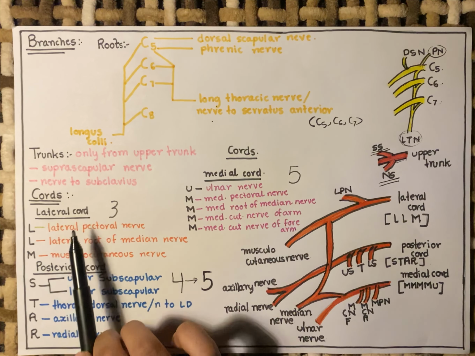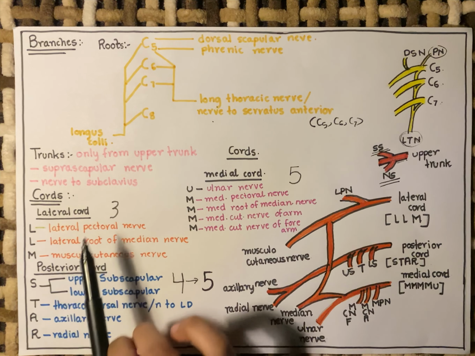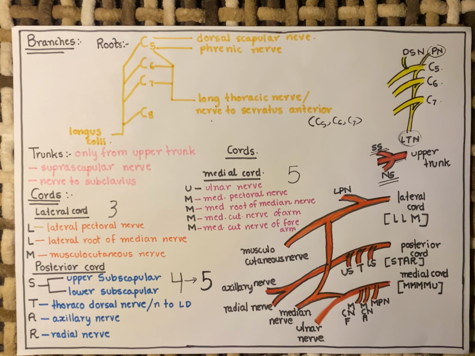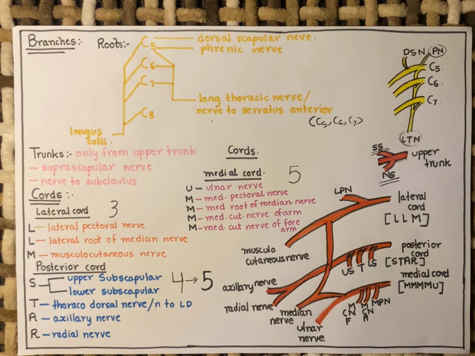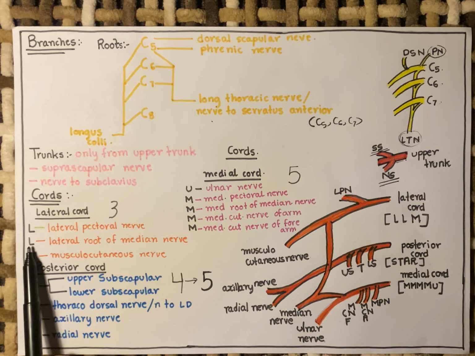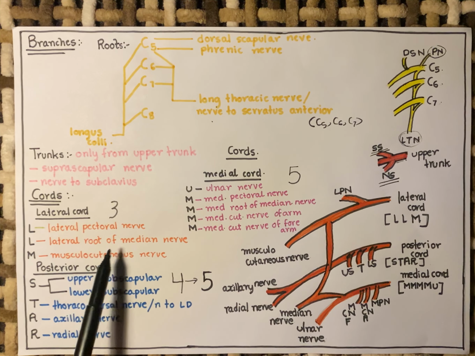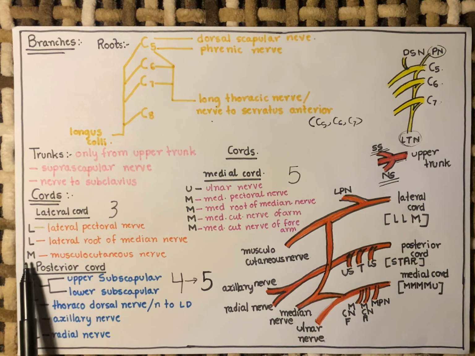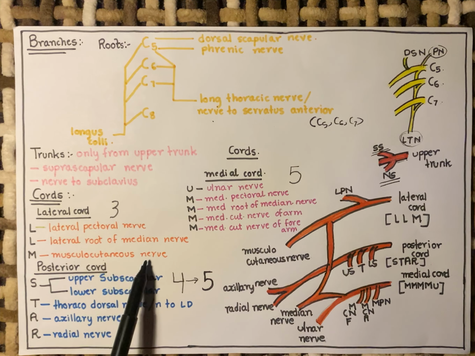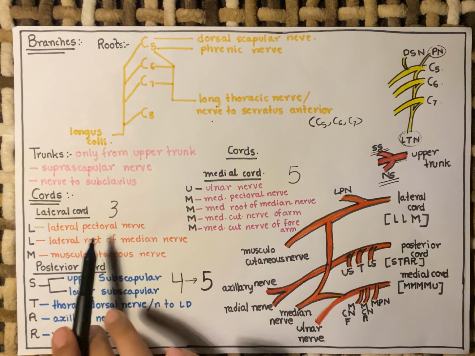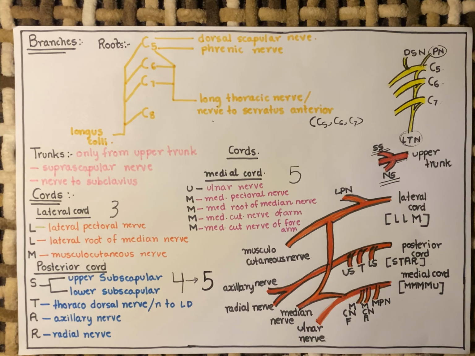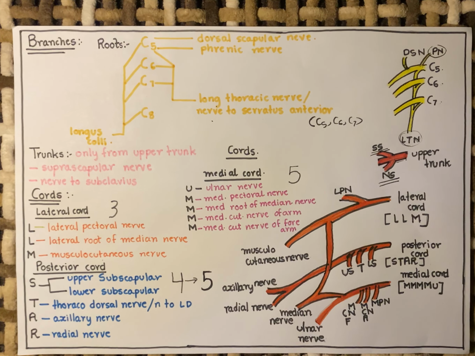First of all, moving on to the lateral cord. Okay, the lateral cord gives off three branches and the abbreviation which you can use to remember the same is LLM. Okay, the first L is for lateral pectoral nerve. The second L is for lateral root of the median nerve. And the M is going to stand for the musculocutaneous nerve. Okay, lateral cord, LLM. Lateral pectoral nerve, lateral root of the median nerve and musculocutaneous nerve.